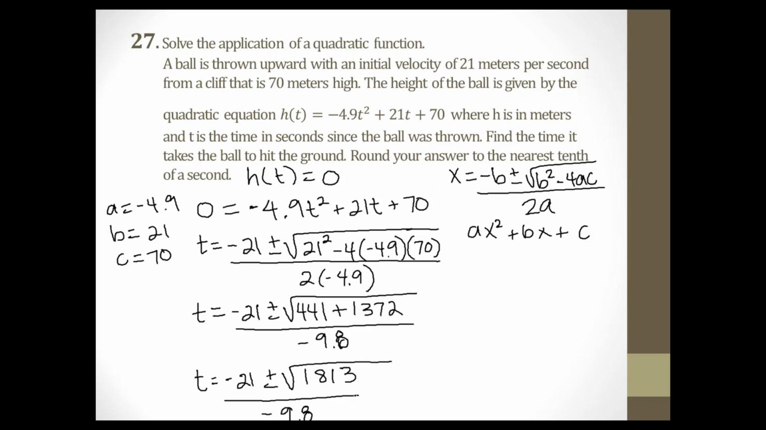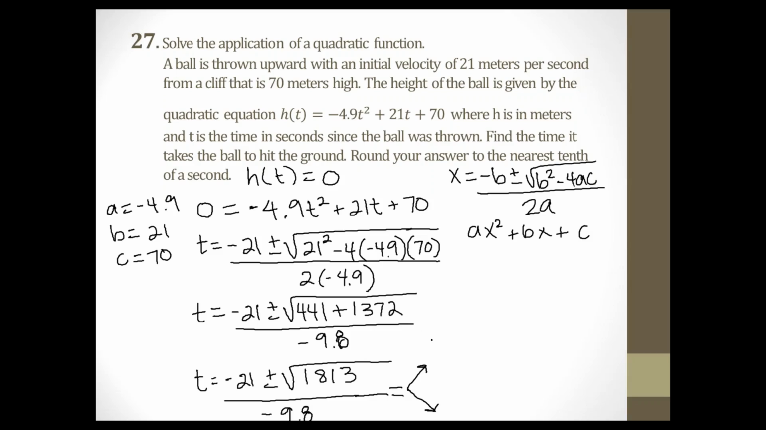So I think it's best to round as little as possible. So I would strongly encourage you to use your calculator to do the numerator as it is and then get an answer and then say divided by negative 9.8 and then round your final answer.